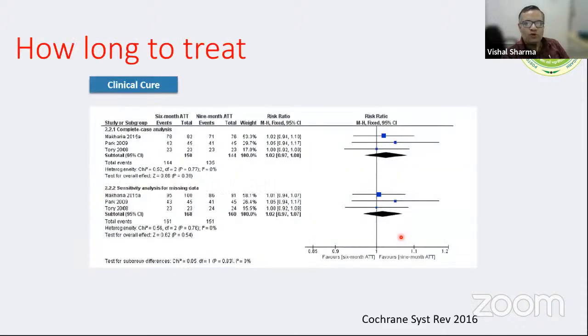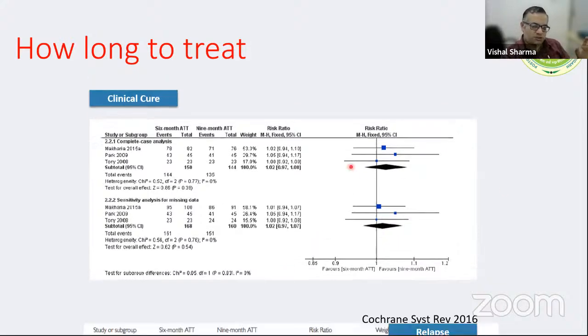How long would you want to treat? That's a very important message to all of you. Six months of antitubercular therapy is okay. It is enough. In fact, the clinical cure rates are very, very similar whether you give a longer treatment or a shorter treatment.